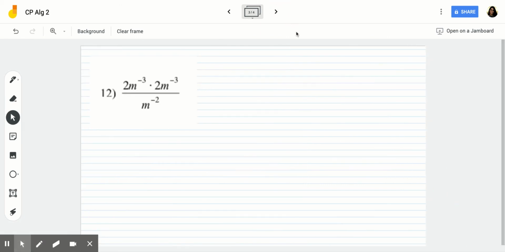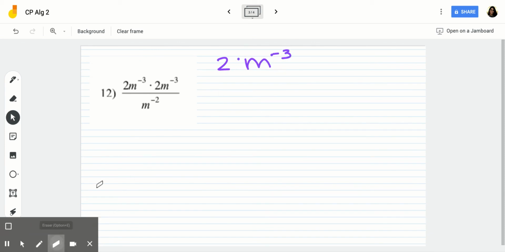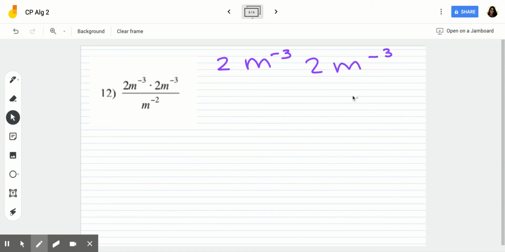Okay, last one I want to do is number 12. Again, I don't like how it looks like the 2's are connected. They're not. They could have written it like this, or you know what? They don't even have to write those multiplication symbols. 2m negative 3, 2m negative 3, all over m negative 2.